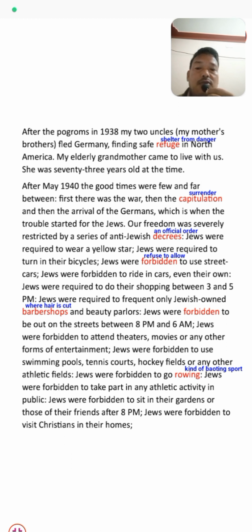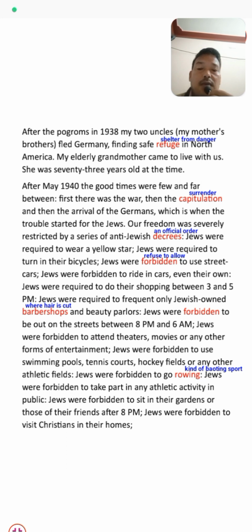Jews were forbidden to use swimming pools, tennis courts, hockey fields, and other athletic fields. Students, there were so many sports restrictions on them. They were not allowed to use the swimming pool, tennis court, and hockey field, and they were also forbidden from sports activities. They were forbidden to go rowing. Rowing is a kind of boating sport. They could not do that either. Jews were forbidden to take part in any athletics. It means they were not allowed to take part in any sports or athletic activities.